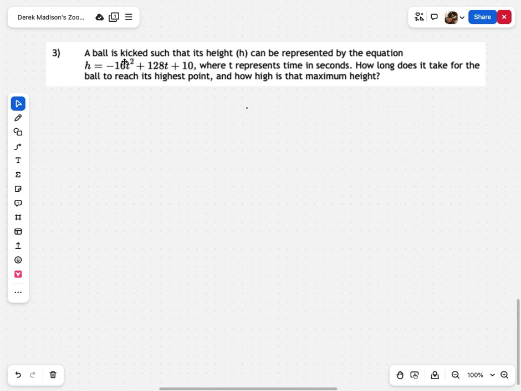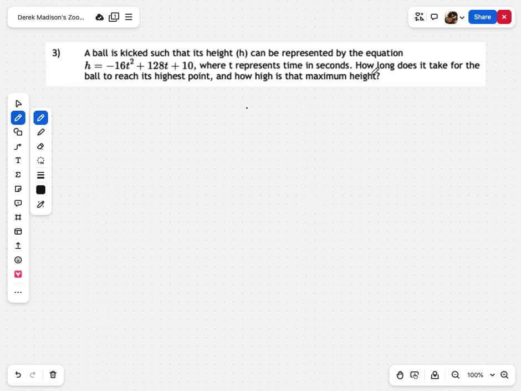Okay, this one reads, a ball is kicked such that the height h can be represented by the equation, where t represents the time in seconds. So we plug in a t and it tells us the height of the ball at that time. How long does it take for the ball to reach its highest point? How high is the maximum height?